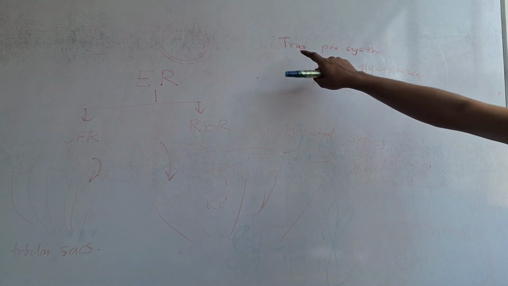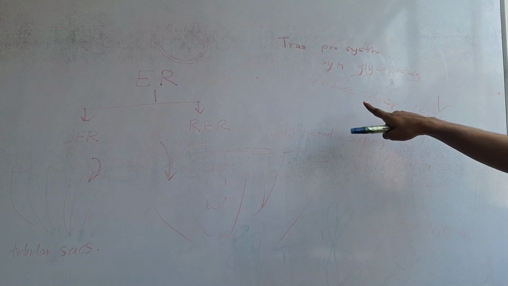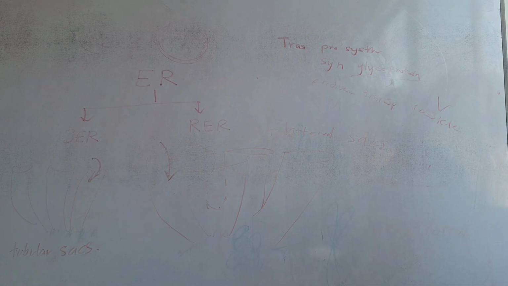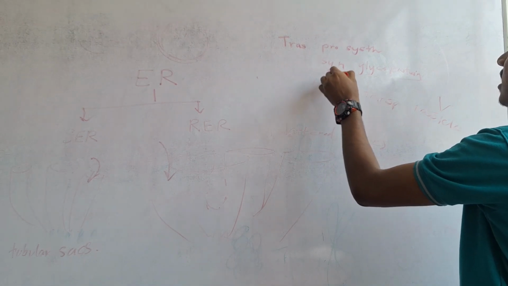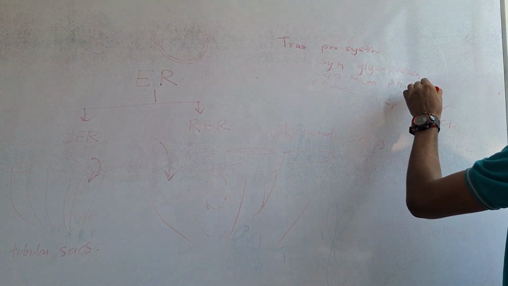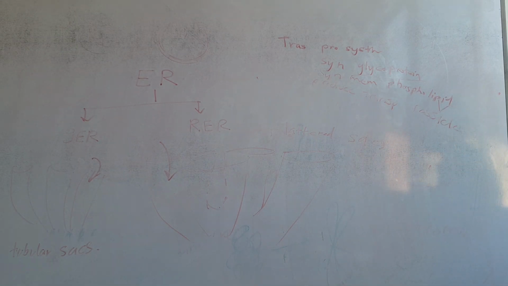Next one. So how many functions? Transport protein synthesis, synthesize glycoprotein, produce transport vesicles, and synthesize membrane phospholipids. Only 4 functions. It facilitates the growth of more membrane by adding proteins and carbohydrates.